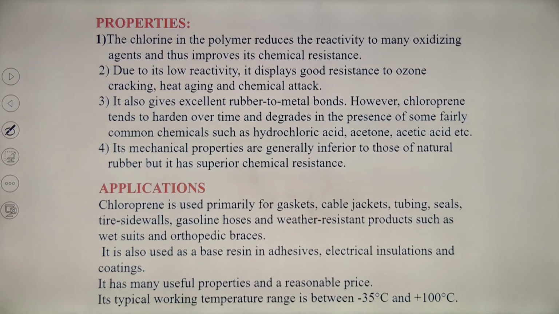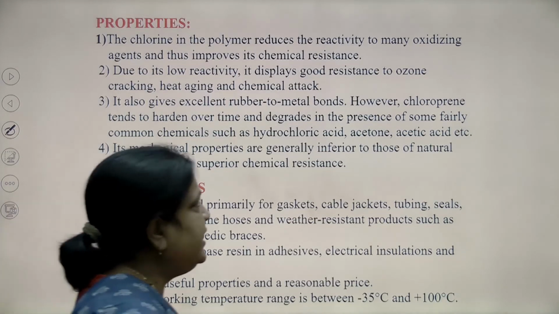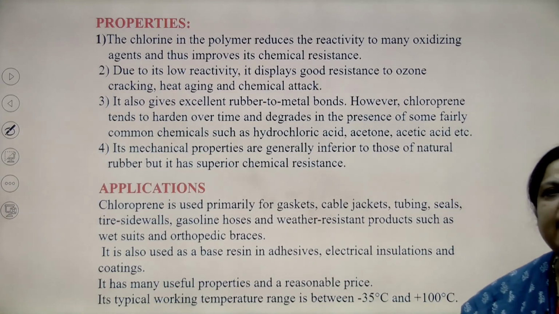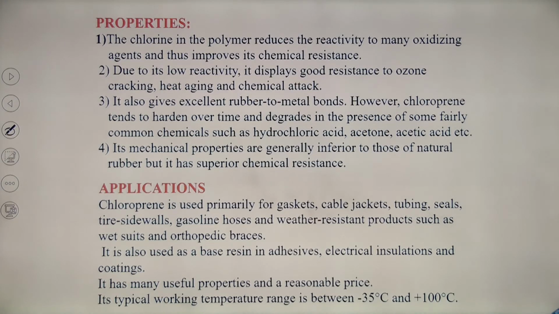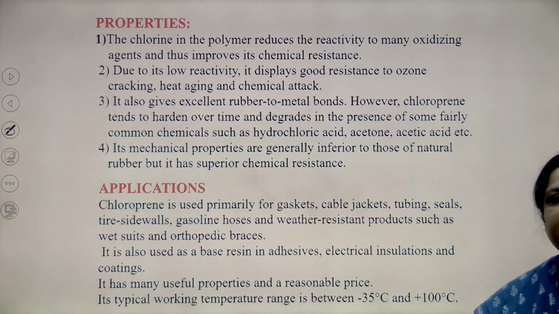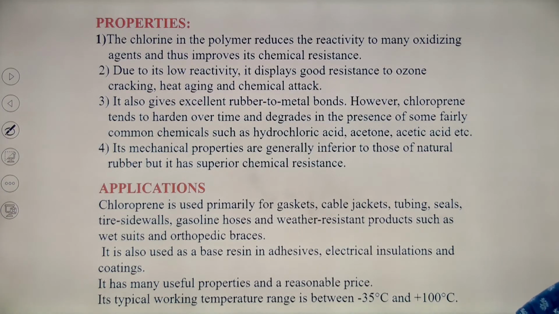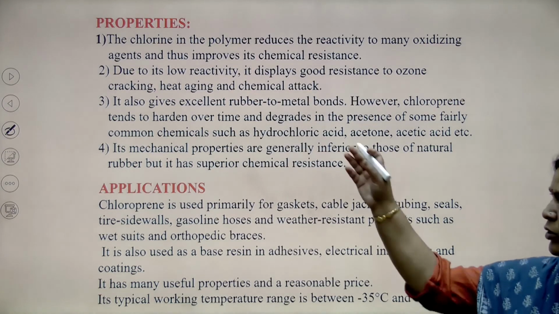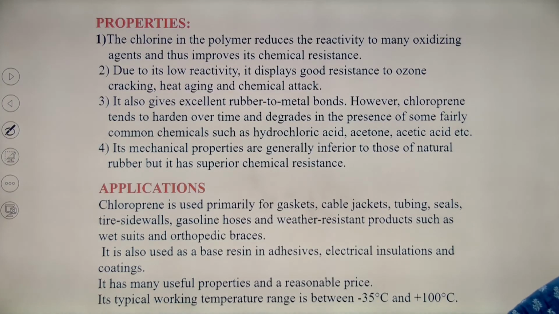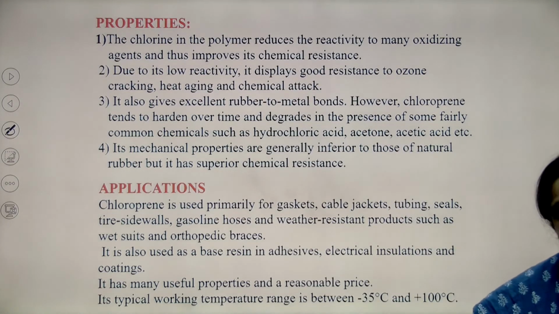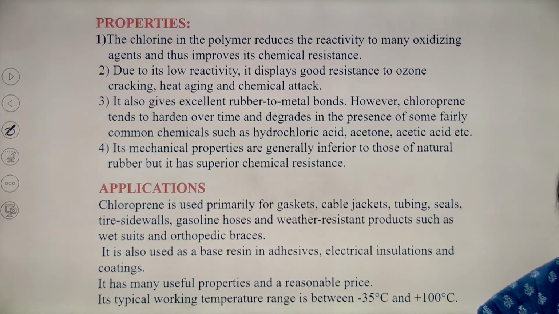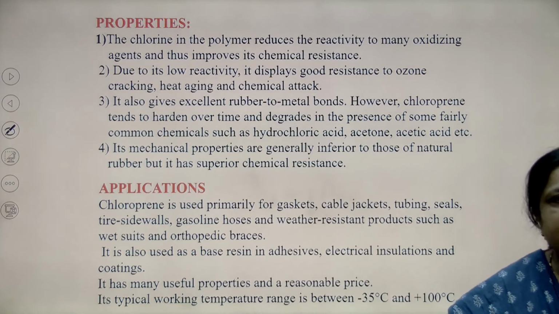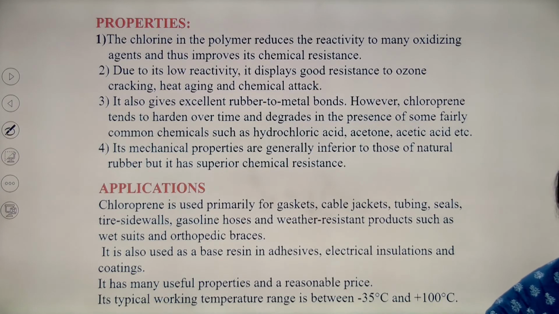Now, properties. In this, chlorine is present on the chain, so it reduces the reactivity toward many oxidizing agents and improves chemical resistance. Due to low reactivity, it displays good resistance to ozone cracking, heat aging and chemical attack. It also forms a rubber to metal bond. It has a tendency to harden over time, and it degrades in the presence of a few common chemicals, which are hydrochloric acid, sulfuric acid, etc. Its mechanical properties are comparatively inferior to natural rubber, but it has very good chemical resistance.